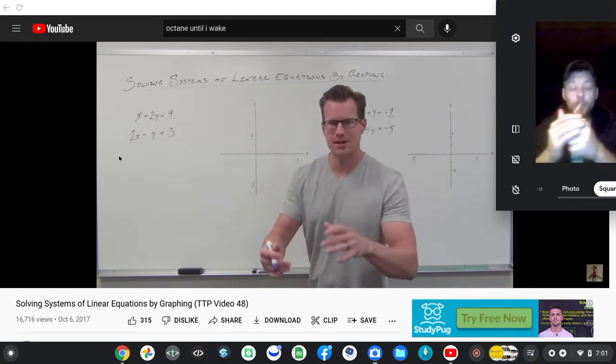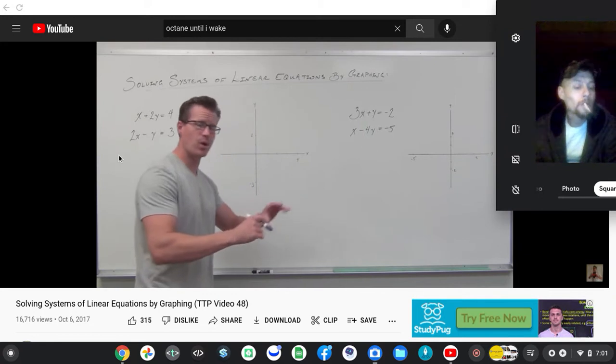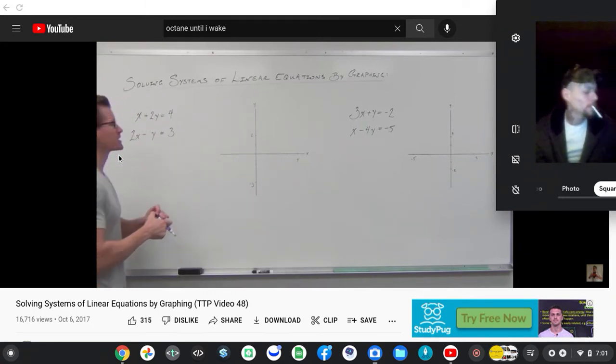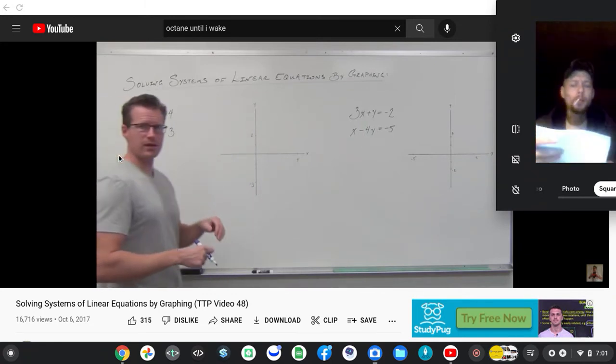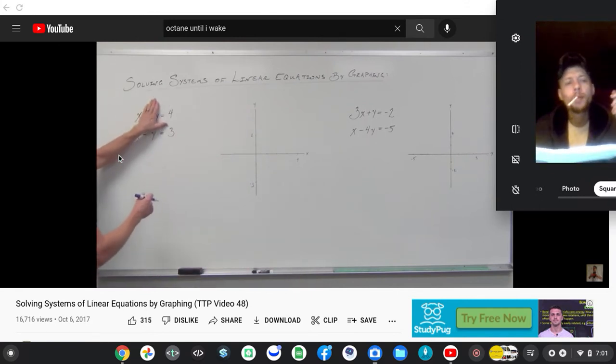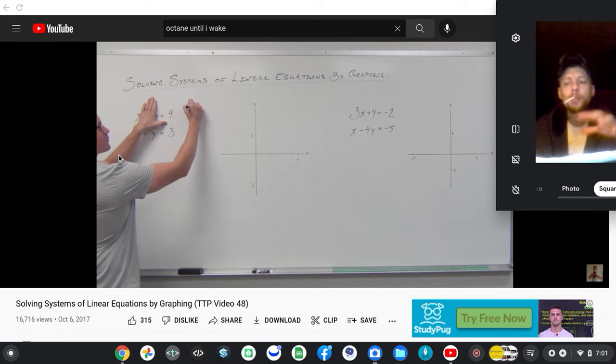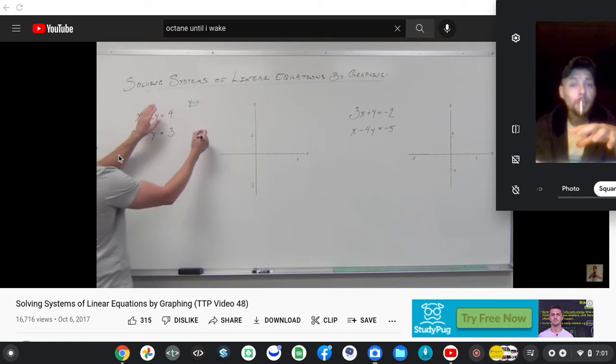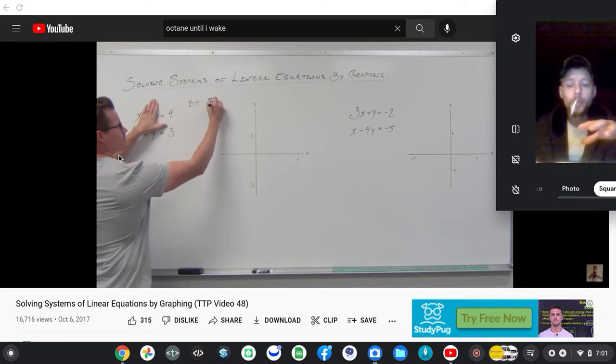If we graph the first line, remember the intercept method. It says find your x-intercept, and find your y-intercept. To find the x-intercept, we plug in y equals 0. So if y equals 0, we get obliterating that term.